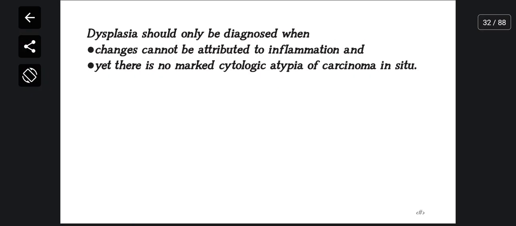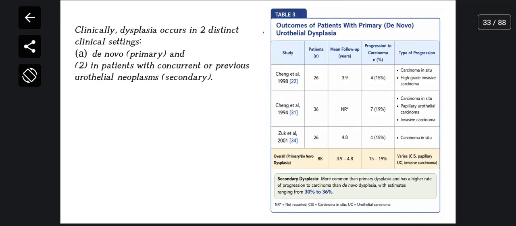It should only be diagnosed when the changes cannot be attributed to inflammation, and the nuclear atypia is not so high and not involving the full thickness to label it as carcinoma in situ. If the dysplasia occurs in a patient who already has a previous urothelial carcinoma, or presently has one, we call this secondary dysplasia. Whereas if there is no history of such, it's a primary de novo urothelial dysplasia.